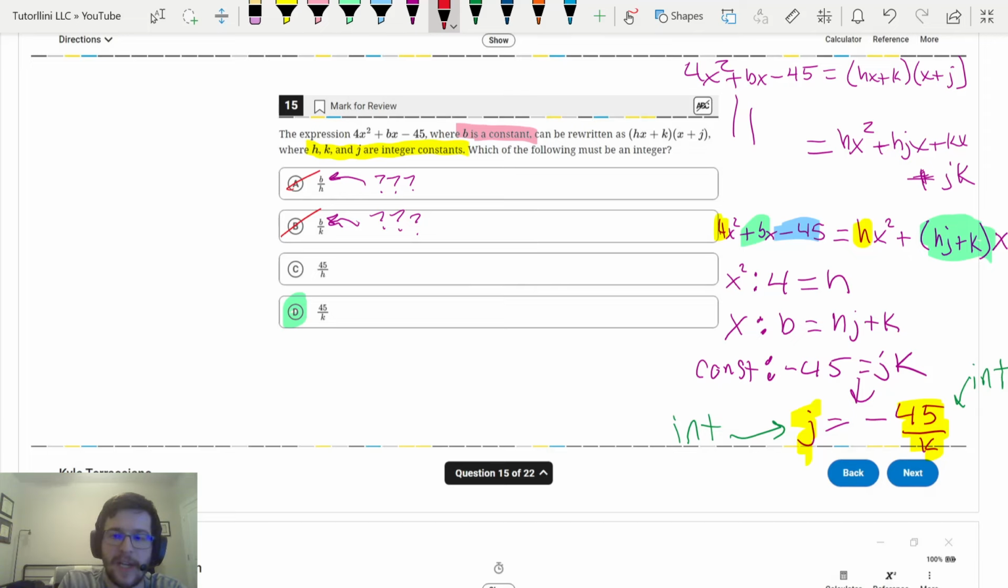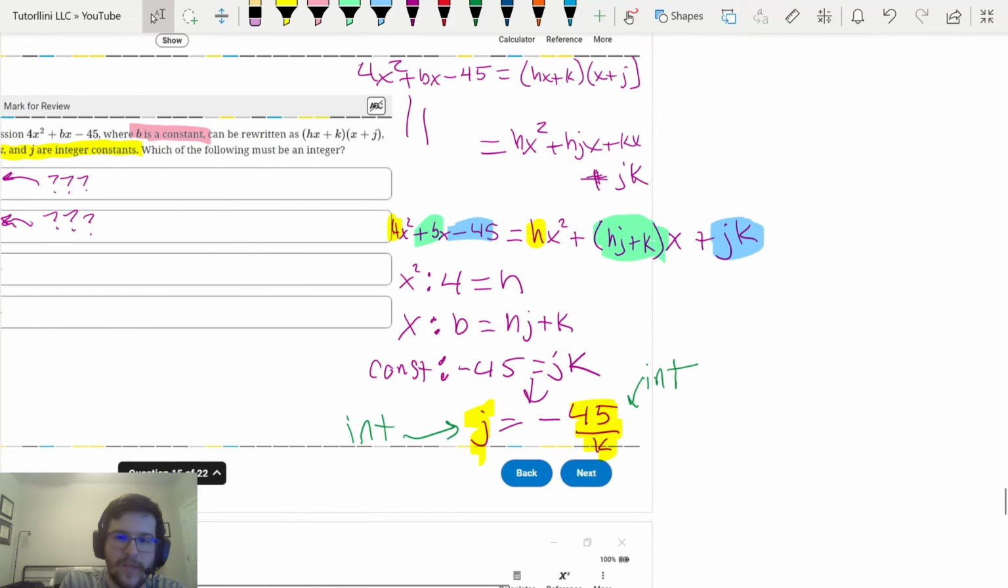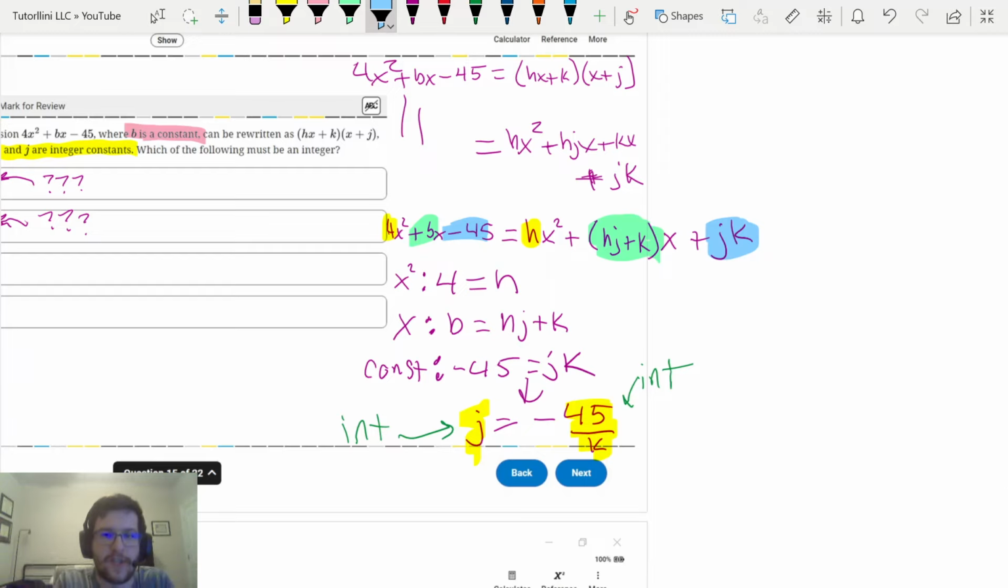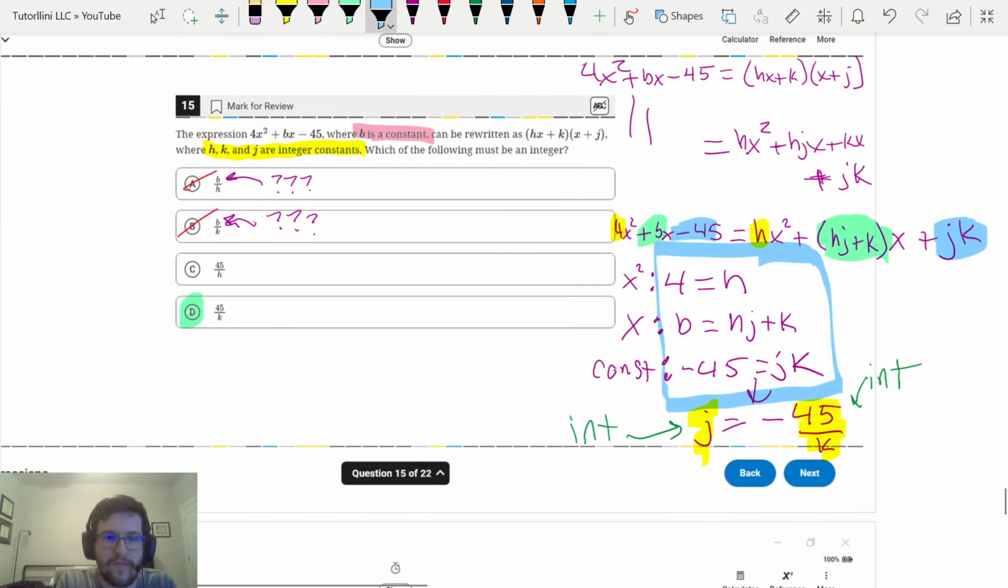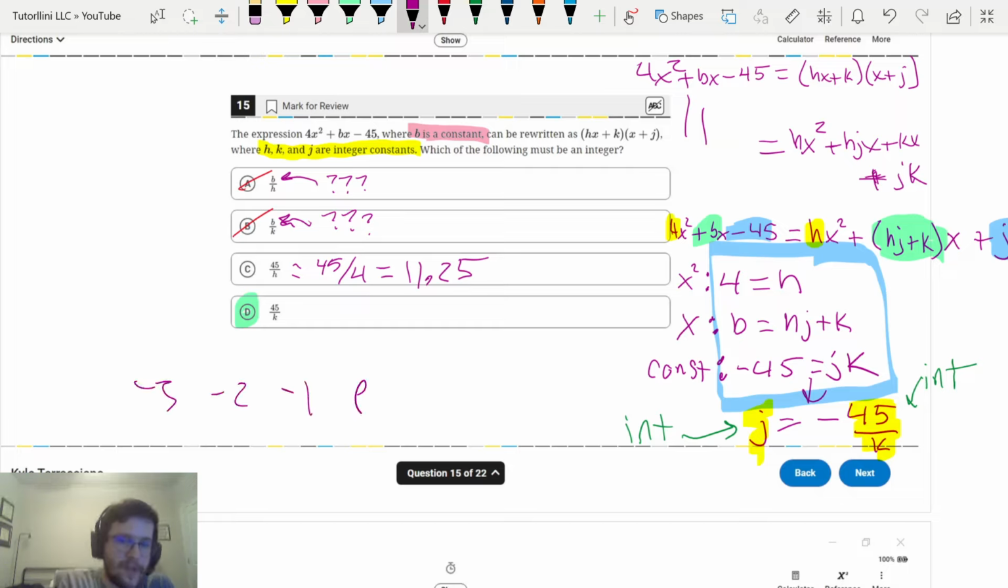At least that's what I think. And 45 divided by h, there's nothing in these equations that relates 45 and h. As a matter of fact, we know h is 4, and 45 divided by 4 on a calculator is 11.25, and integers have to be whole numbers. So like -3, -2, -1, 0, 1, 2, 3, anything on the number line is an integer. So yeah, 11.25 isn't.